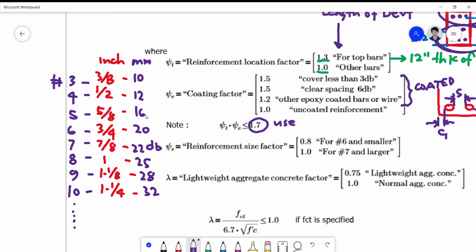And for number 7 and larger, 7, 8, or 22 dB, you use 1.0 for your reinforcement size factor. By the way, this size here is not available in the Philippine standard. These are ASTM standards.